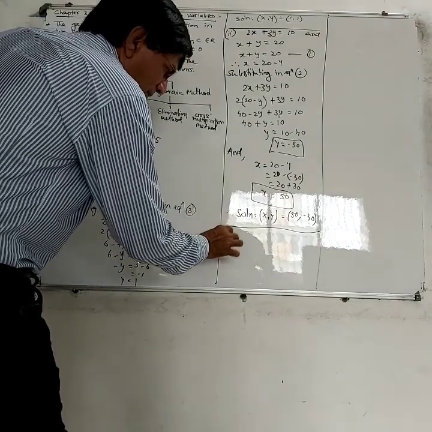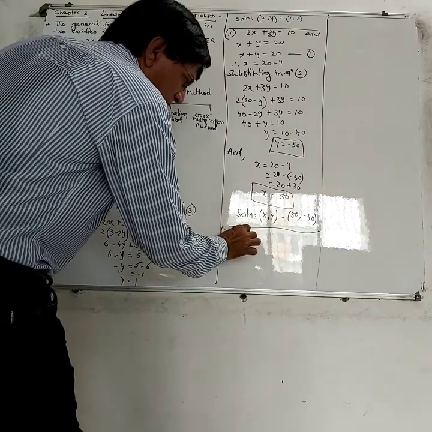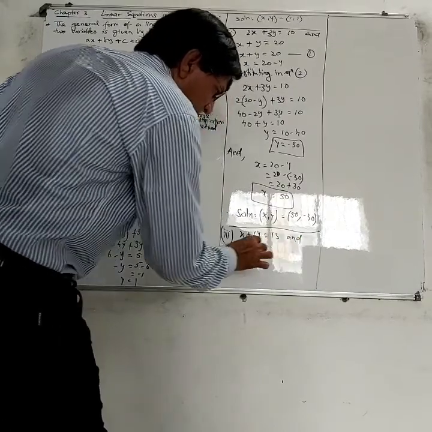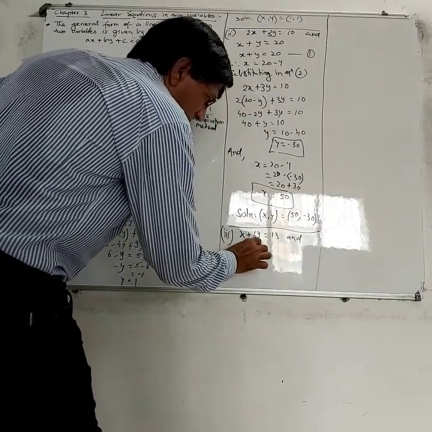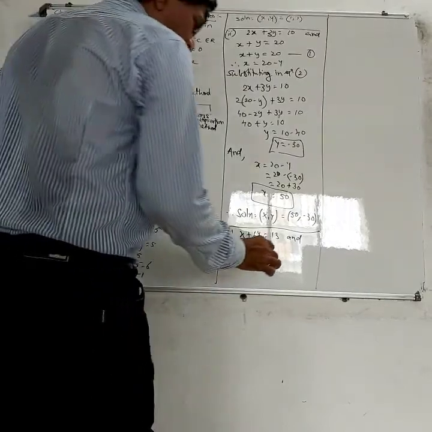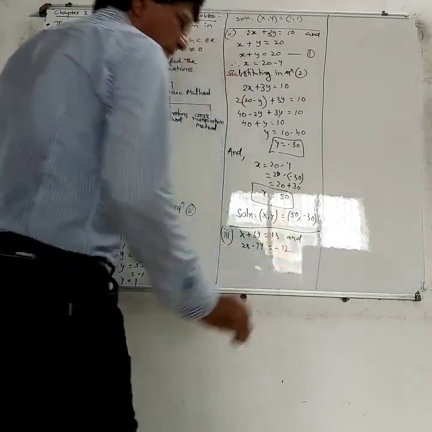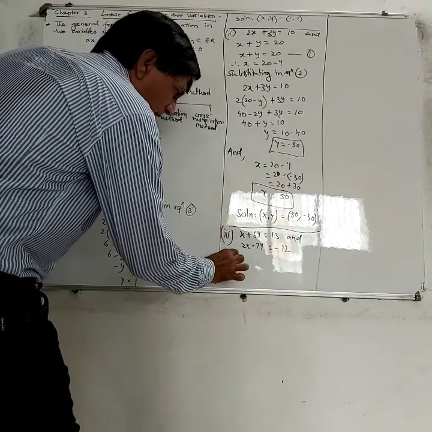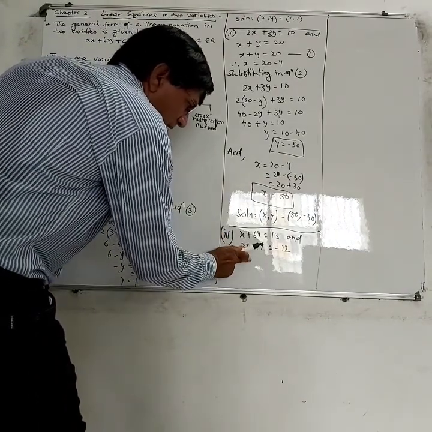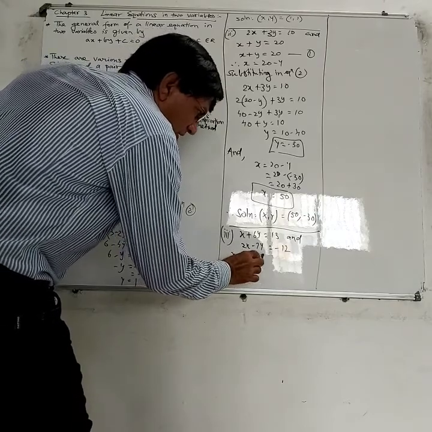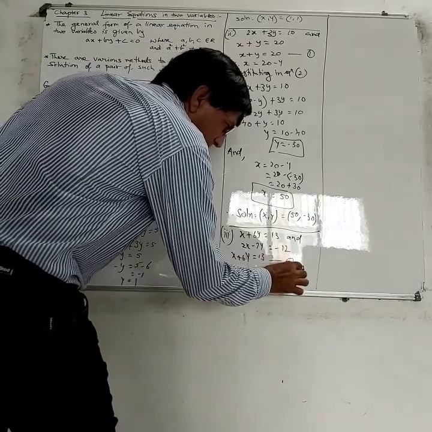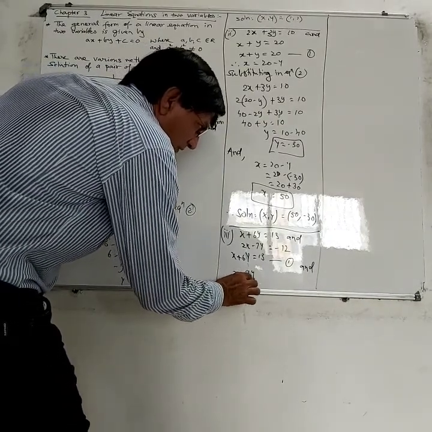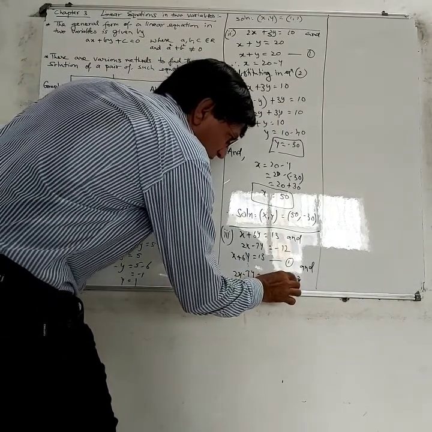Now let us take another example. x + 6y = 13 and 2x - 7y = -12. Now let's solve it by the same method. Let us take x + 6y = 13 as equation 1, and let us take the other one, 2x - 7y = -12 as the second equation.